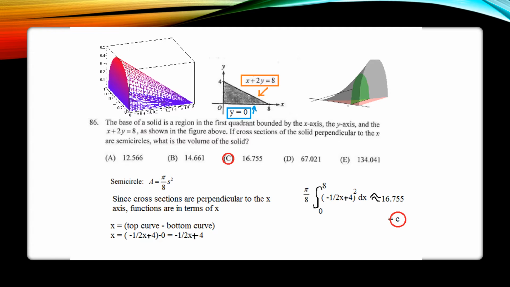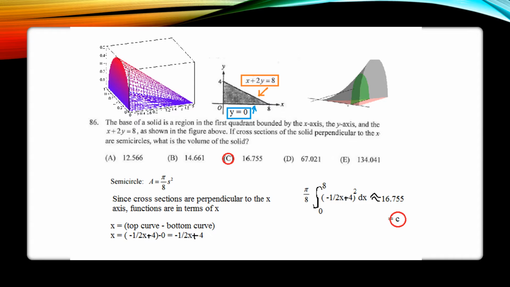What happened to delta x, you might ask? Well, as the number of cross-sections approaches infinity, the width of each cross-section is going to approach 0, because as you add more cross-sections, the available width for each cross-section decreases.